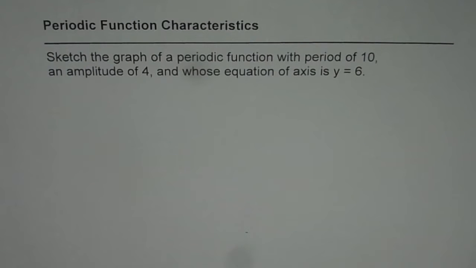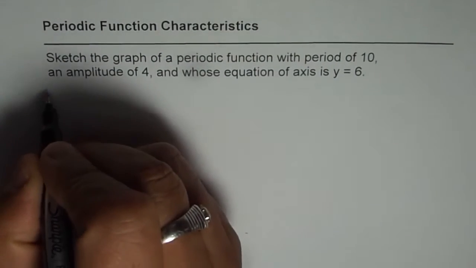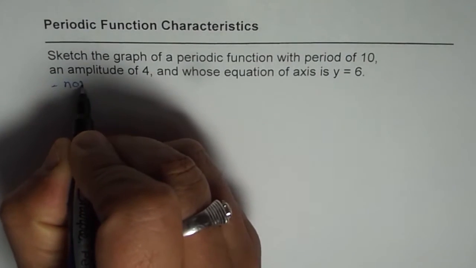The question is, sketch the graph of a periodic function with period of 10, an amplitude of 4, and whose equation of axis is y equals 6. Well, you can pause the video, answer this question, and you can also put one more condition here, and that is non-sinusoidal.